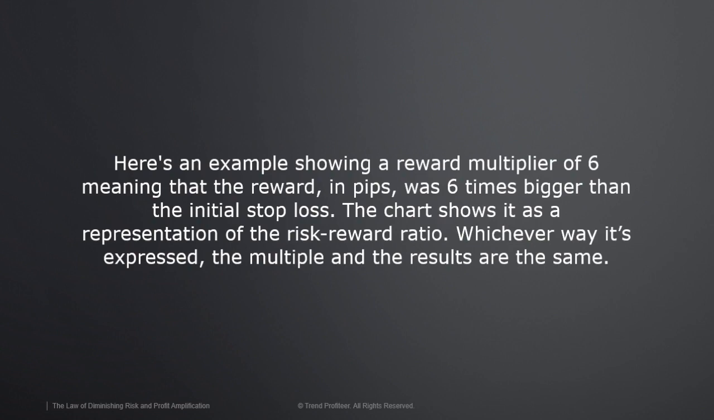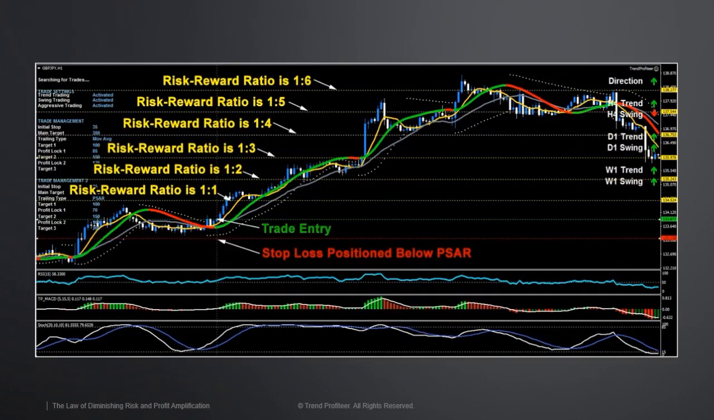Here's an example showing a reward multiplier of 6, meaning that the reward in pips was 6 times bigger than the initial stop loss. The chart shows it as a representation of the risk-reward ratio, but whichever way it's expressed, as I mentioned earlier, the multiple and the results are the same. So let's have a look. If we had a trade entry around here, stop loss position actually could have made it quite a bit higher.